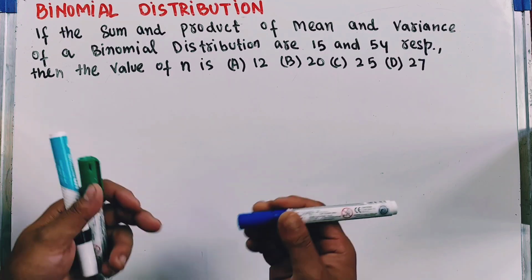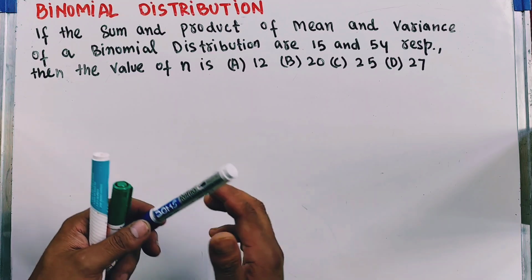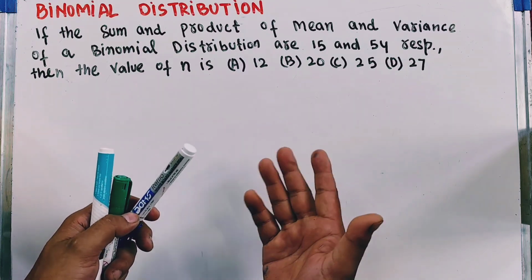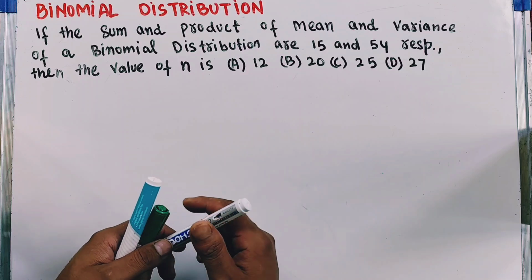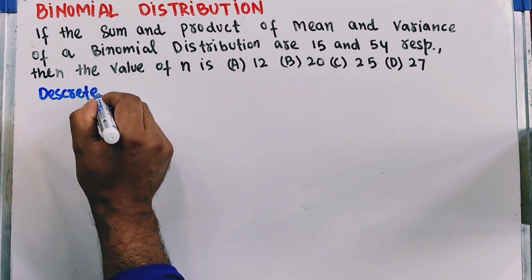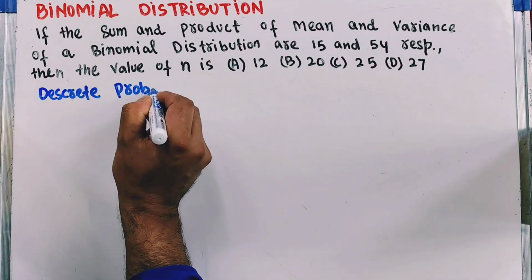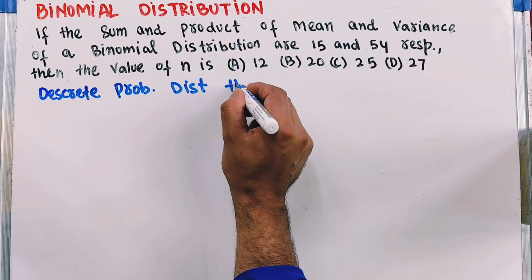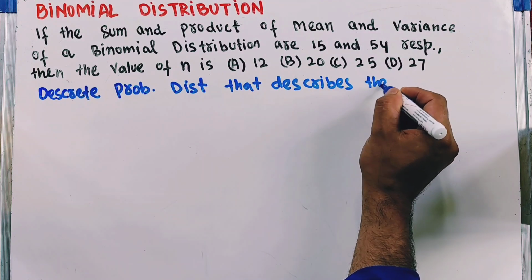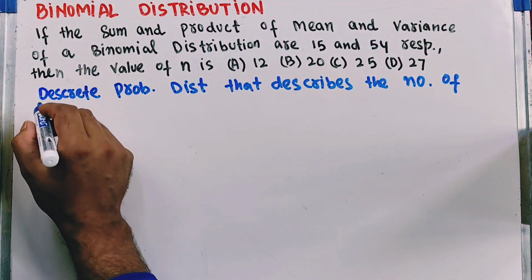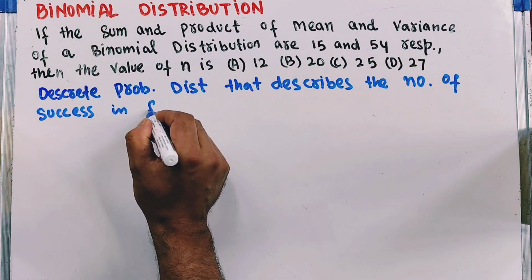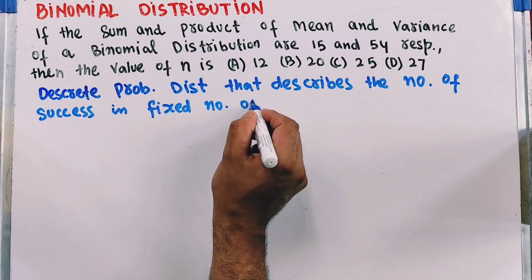So first we need to know what exactly is meant by the binomial distribution. A binomial distribution is a discrete probability distribution that describes the number of successes in a fixed number of independent trials. Let me write it here. So it is a discrete probability distribution that describes the number of successes in a fixed number of independent trials.